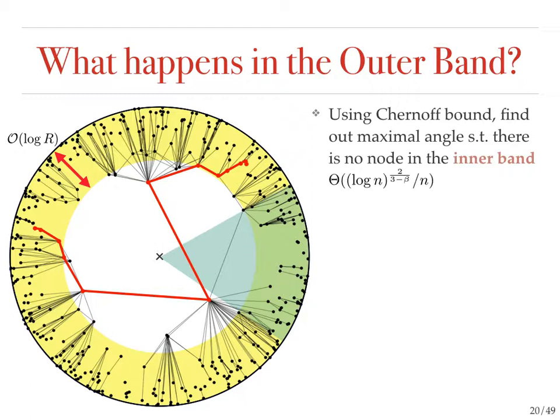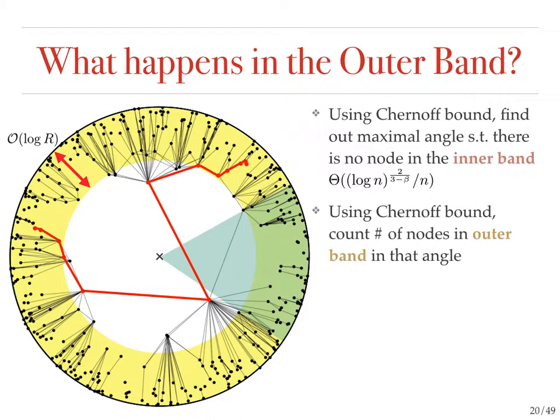So if you have a look, this sector contains no node in the inner band. Now what you do next is you say, all right, let's count. You can simply compute the angle of the sector analytically. And then you count the number of nodes in this circle sector that are in the outer band. This essentially amounts to just multiplying the angle by n. So you get some polylogarithm.